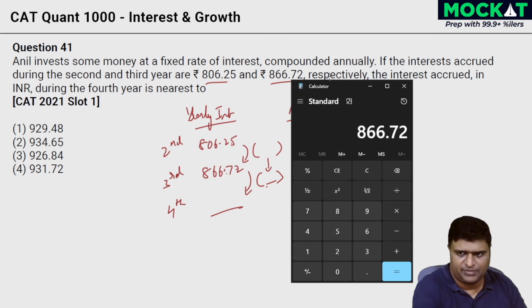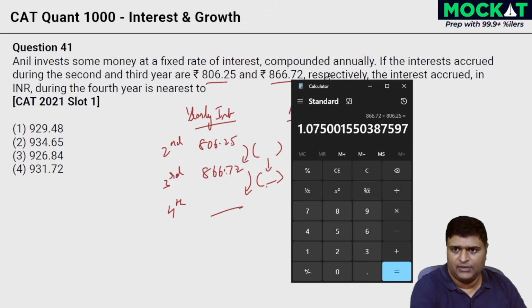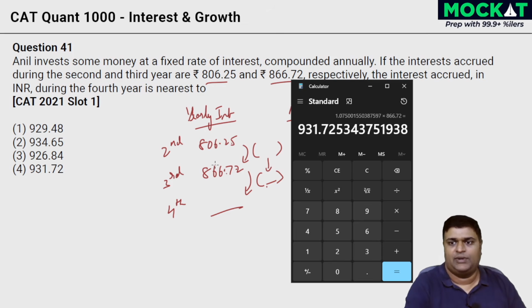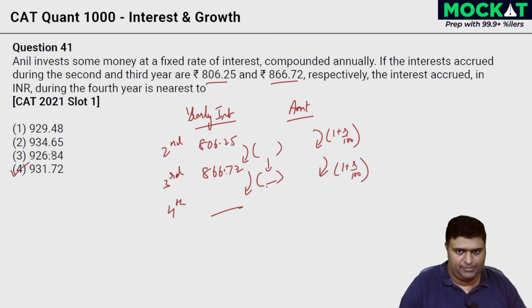866.72, if you know the concept really well, it's very simple. Divided by 806.25, sorry about that, 25, and then we have found the multiplication factor, and that is the same which is over here as well, 1.075, into this. 7.5% is the yearly interest, doesn't matter. Just take this value, just into 866.72, and that's it, we are done. Into 866.72, and what's the value? 931.725, and the closest over here is option 4, and done.